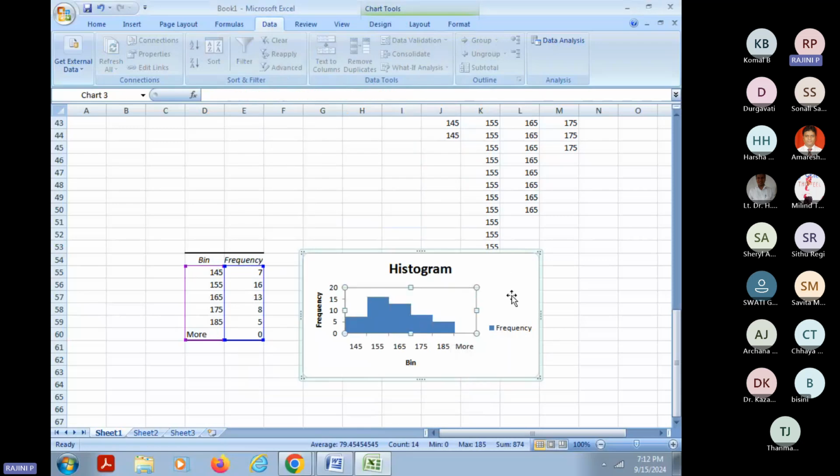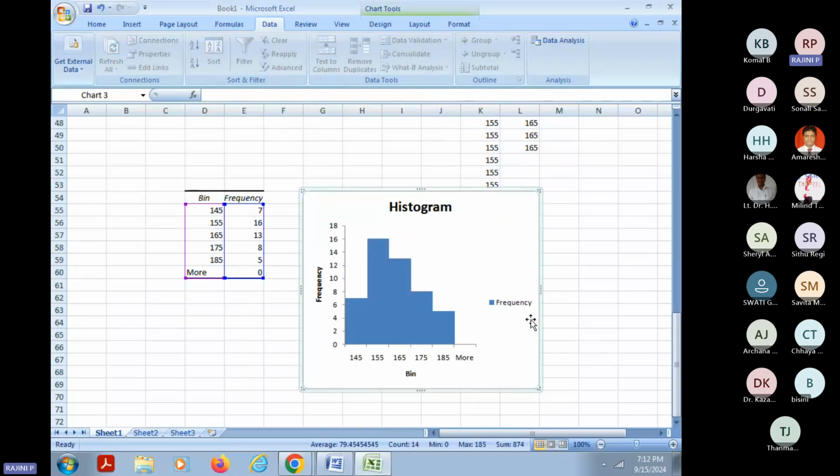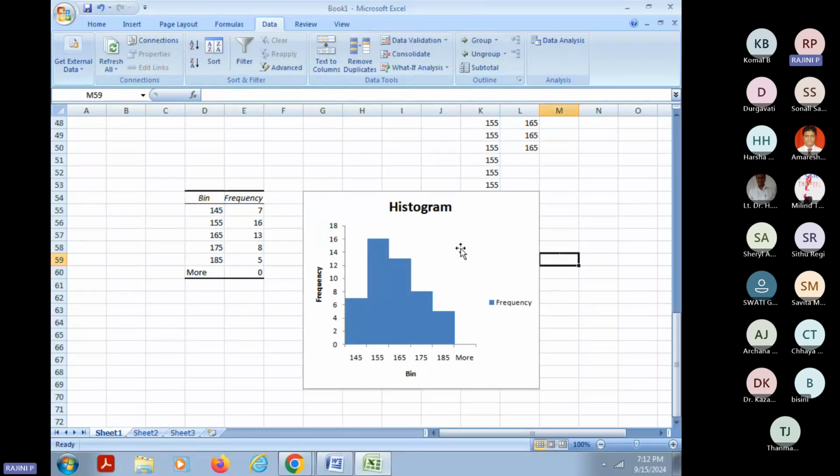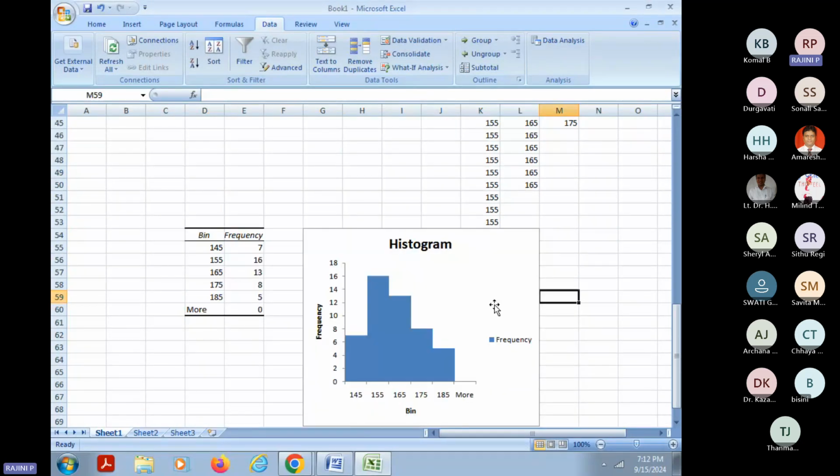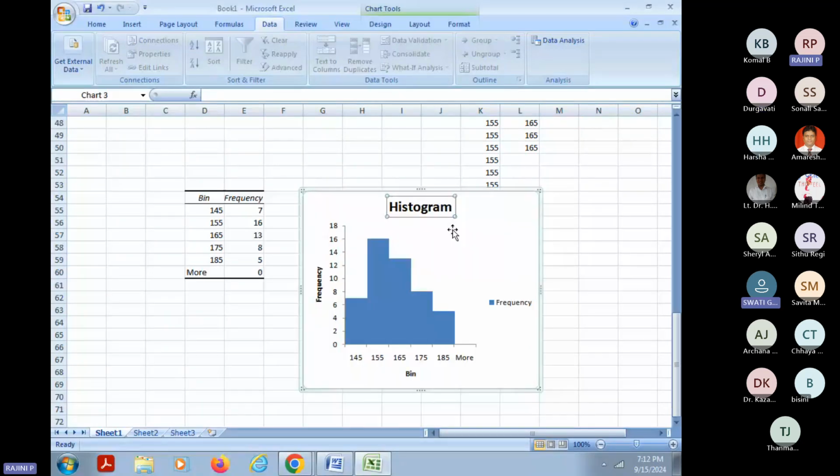Okay, so this is the histogram we require. Is it clear, everyone? Histogram is clear? Yes, ma'am. Yes, ma'am. Thank you.